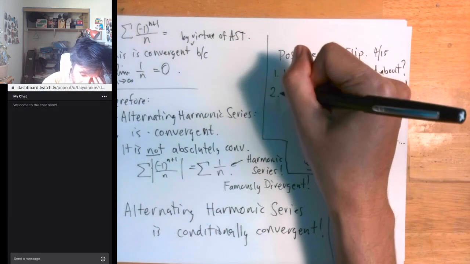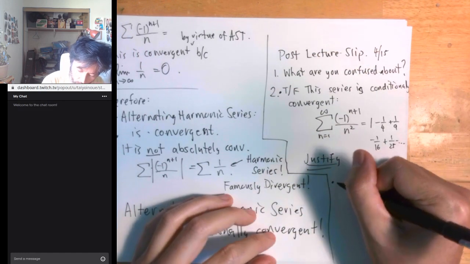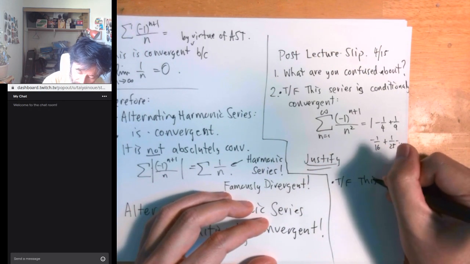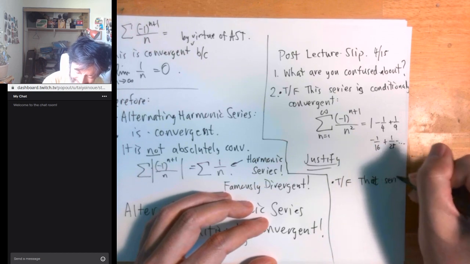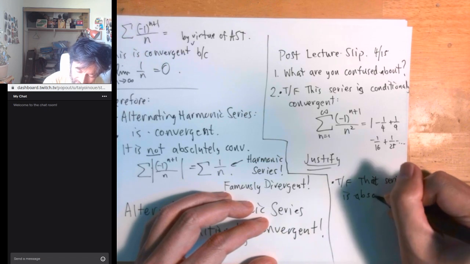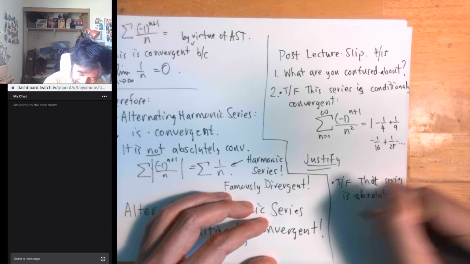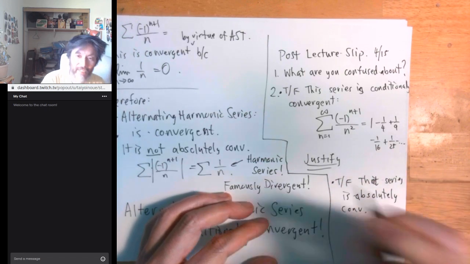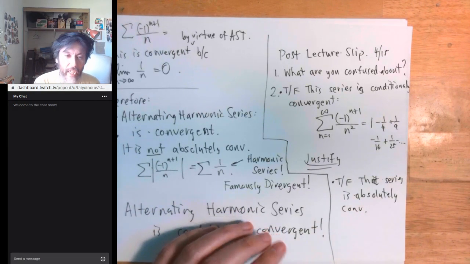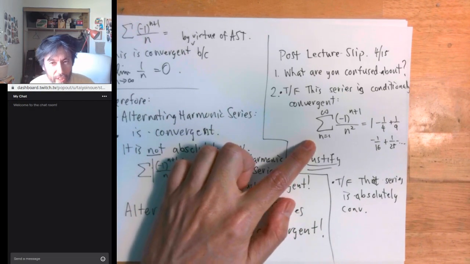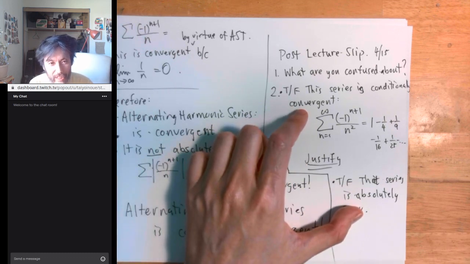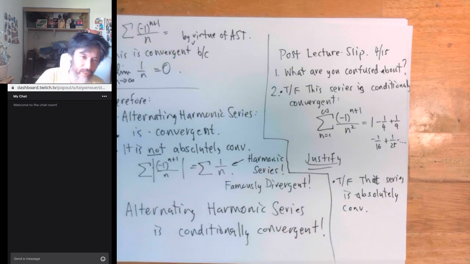Oh, maybe I'll make that question 1. Question 2, true or false? This series is absolutely convergent. Wait, this is so stupid. Really, I'm just asking you, well, I guess it could be divergent, and then it's neither. Is it one of these two? Is it neither? I guess this is a good question.